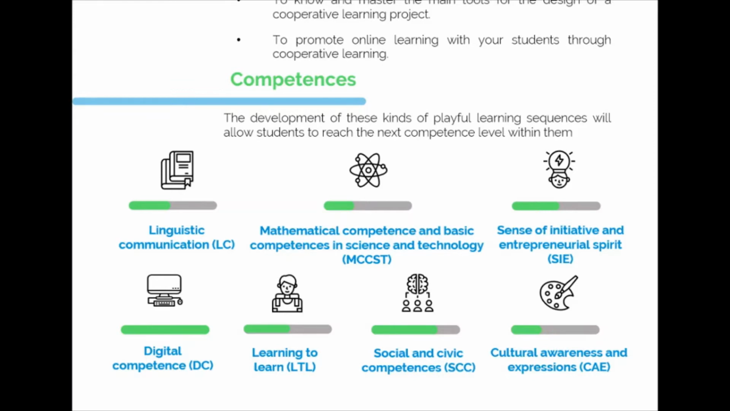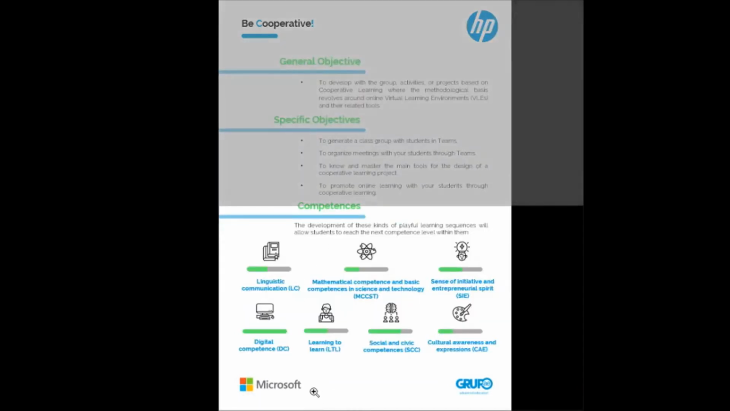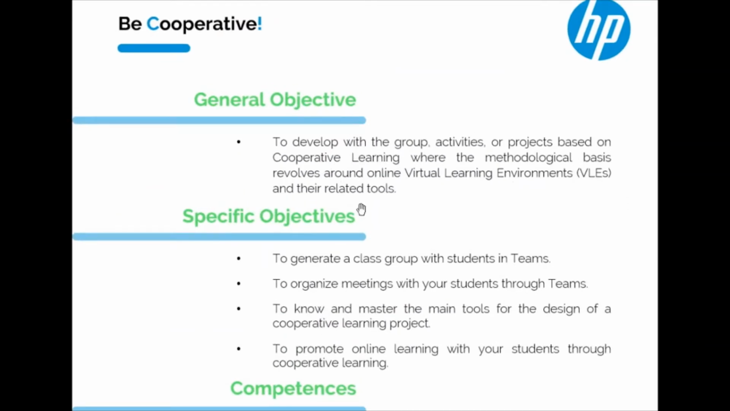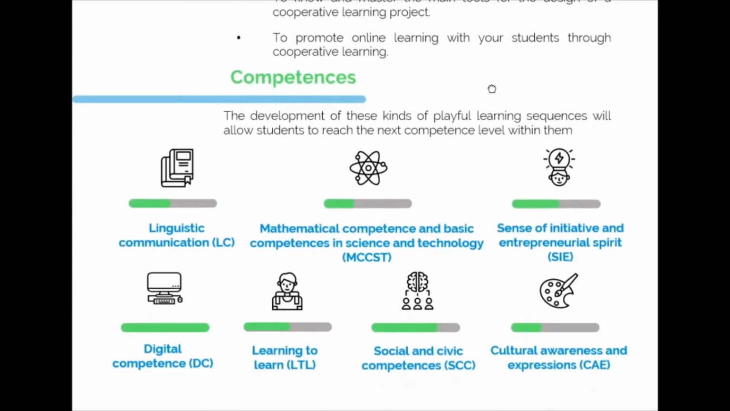Returning to this part of the objectives, this is the overall objective: to develop with the group activities or projects based on cooperative learning, where the methodological basis evolves around online virtual learning environments, VLEs, and their related tools. Then we have the specific learning objectives: to generate a group of students in teams, to organize meetings with your students using Teams, and so on. And finally, we find an estimate of the skills development students will achieve if they follow this guide. Here, we have the more formal section, so to speak, of the proposed recipe.